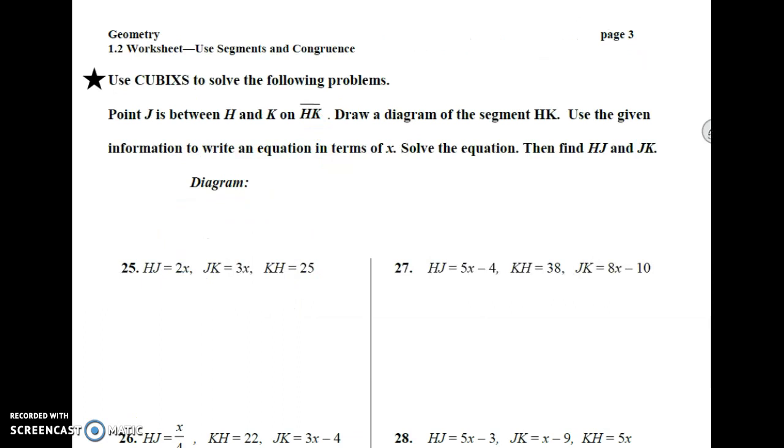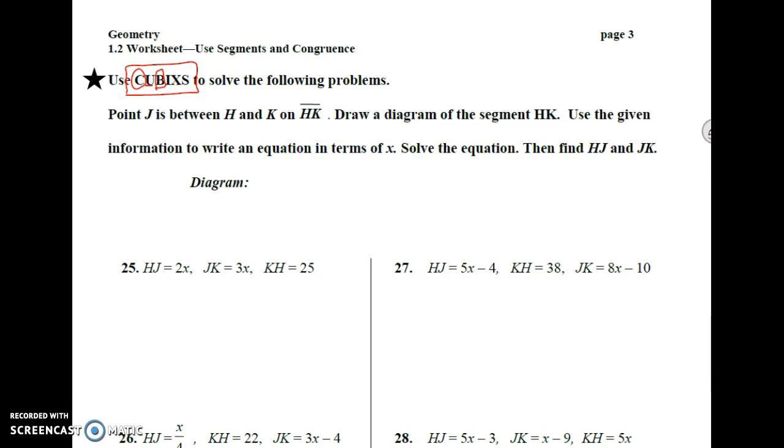Jumping ahead to the last page, we're going to be using CUBICS to solve the following problem. Remember, that's where you're going to circle, underline, box, and then draw your picture. You're going to imagine your picture, you're going to explain, and we're going to do the setup. All right, here we go. It says, first, point J is between H and K. On HK, draw a diagram of the segment HK. Use the given information to write an equation in terms of x. Then solve the equation. Find HJ and JK.